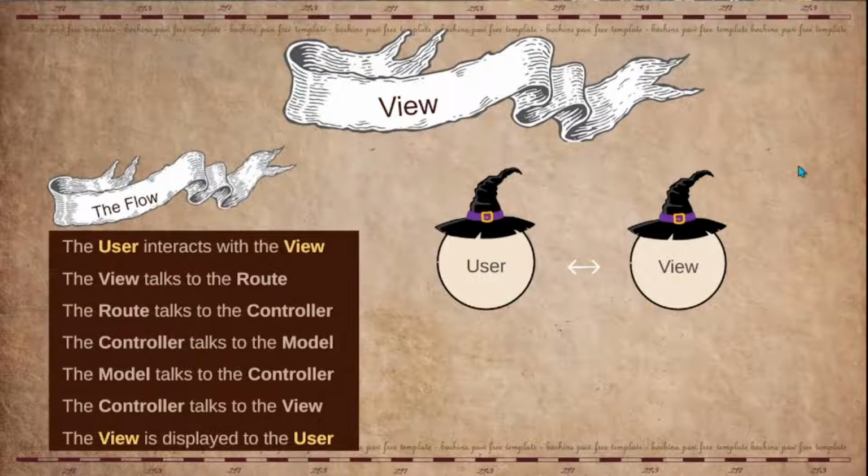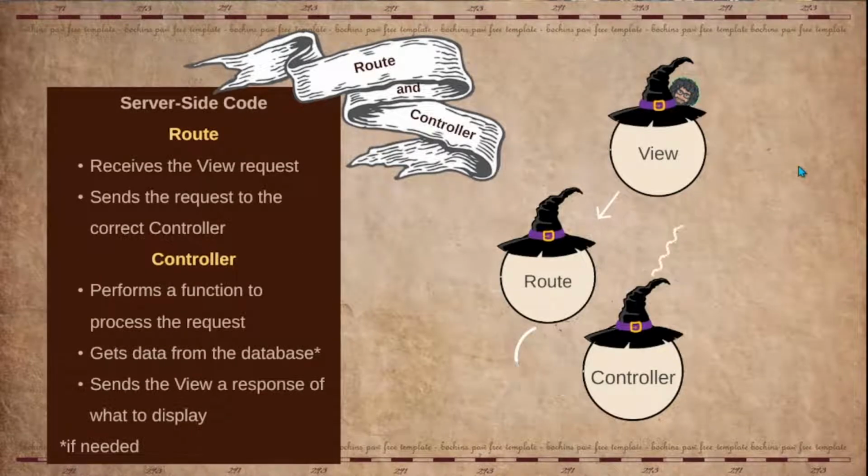Let's move on to the controller section now. This section is what's known as server side. It actually is made up of two parts, the route and the controller. So the route takes the requests from the view and sends that request to the correct controller.